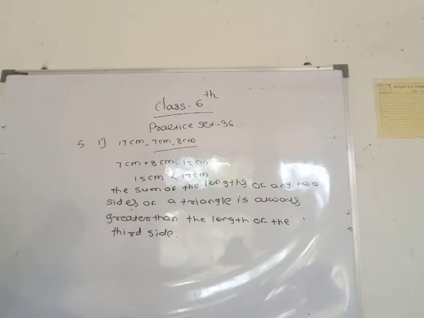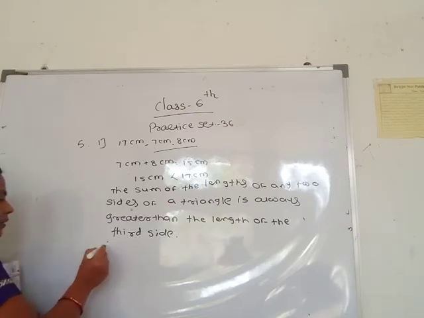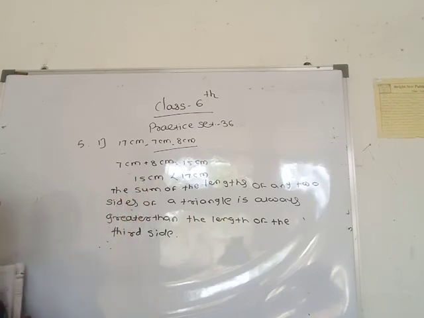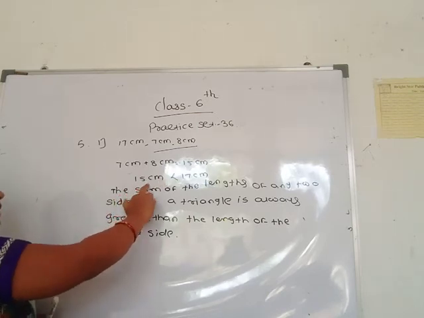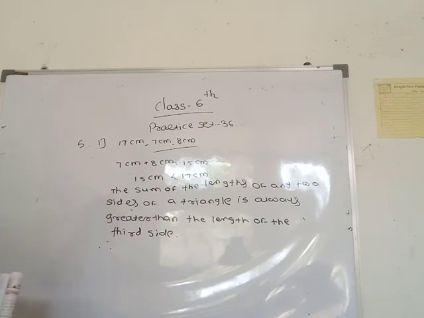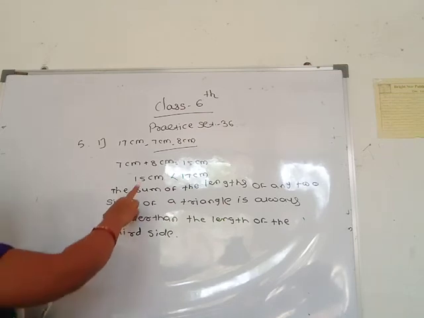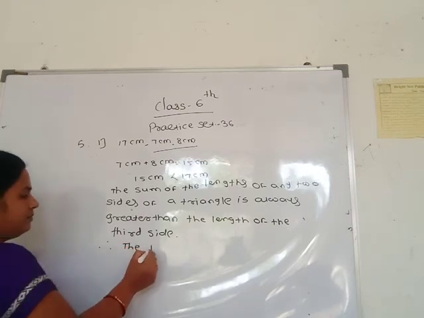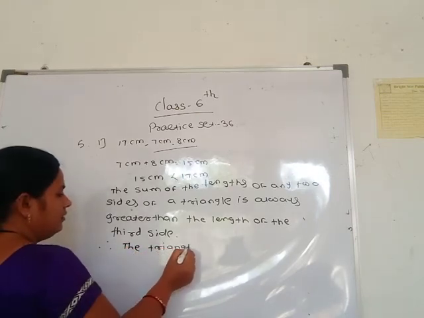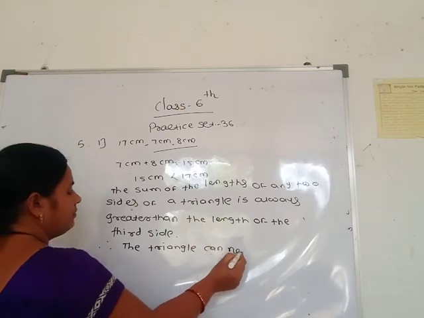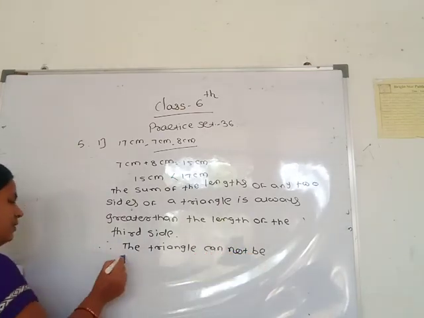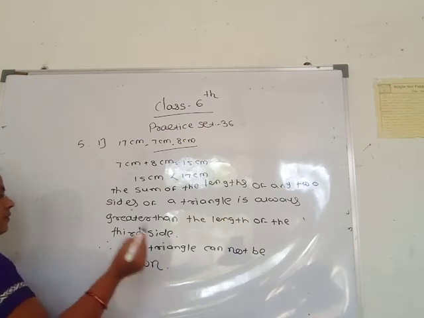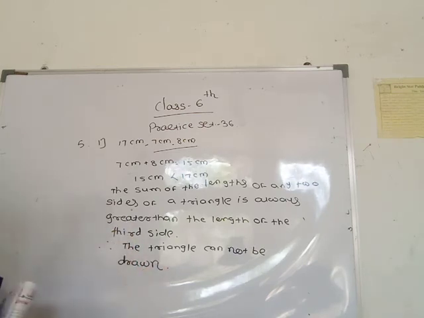Therefore you write here: a triangle cannot be drawn. When the sum of the lengths of any two sides of a triangle is greater than the third side, then the triangle can be drawn. Here, the sum of the lengths of two sides is smaller than the third side. Therefore, the triangle cannot be drawn.